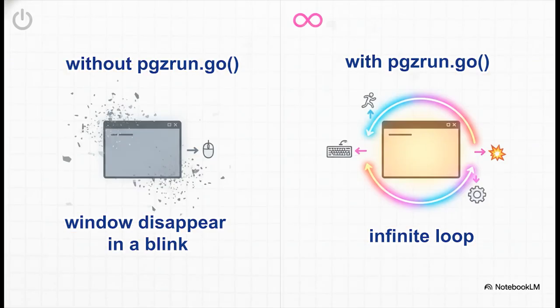So let's look a little closer at what this heartbeat actually is. Without pgzrun.go, your code would just execute in a flash, and then poof, the window would disappear. This command kicks off what's basically an infinite loop, which keeps that window open, constantly listening for your input, and ready to update the screen. It's what keeps the game alive.